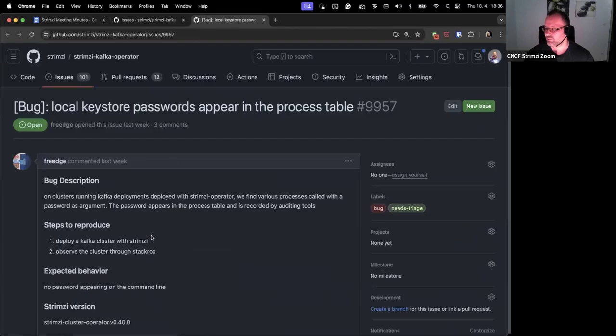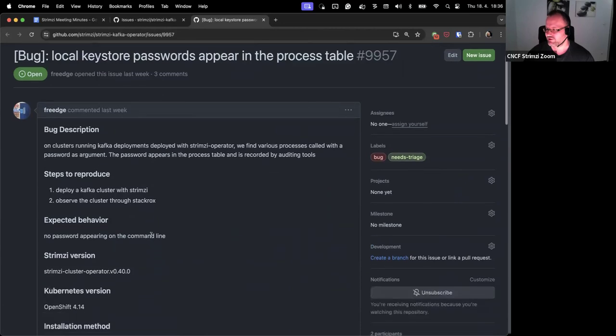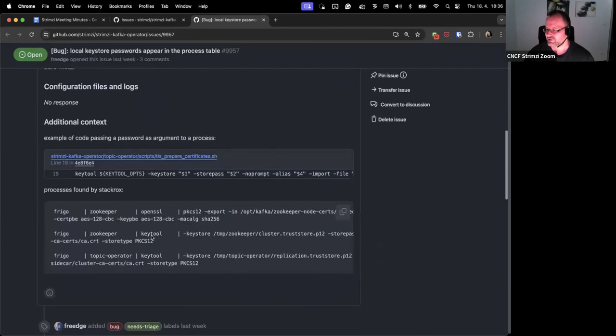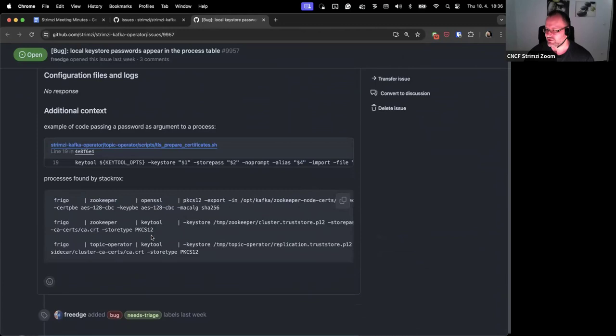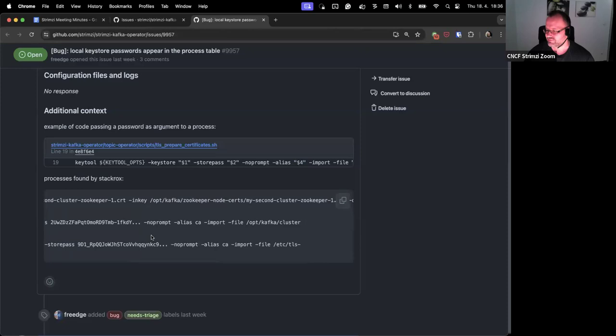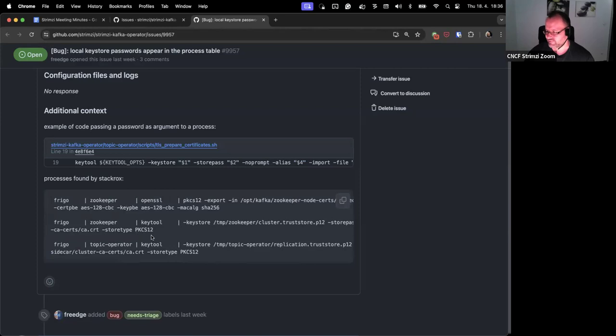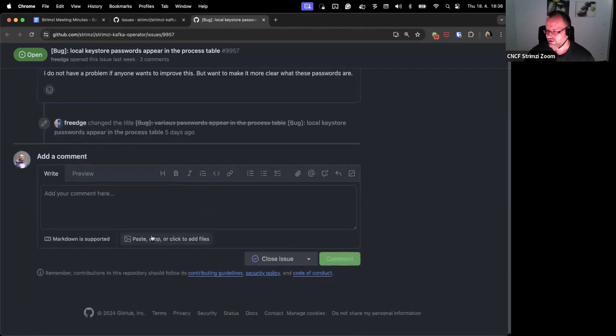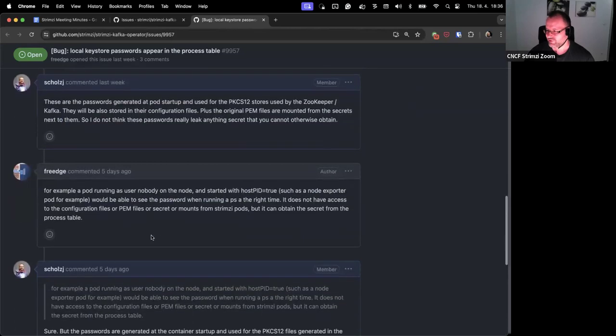So this is a bug from a user that when we are generating the JKS stores or PKCS12 stores, the passwords appear in the process table and can in theory be read by someone else. I tried to explain that these are basically one-off passwords, and if you have access to the key stores, you also have access to the unencrypted PEM files, and you don't really need the password. So I don't think this is really any security leak.